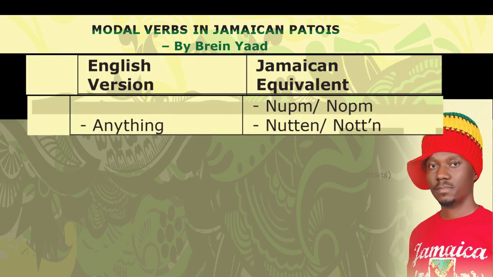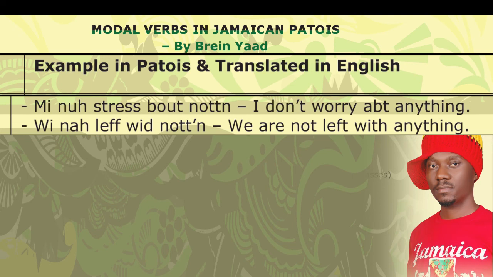So anything. How do you say anything? Nothing. The example would be, "me no stress about nothing." Meaning, I don't worry about anything. And the last example under anything to mean nothing, we simply say, "we na left with nothing." We are not leaving with anything. We are not carrying anything. That is anything for you in that particular context of negativity.